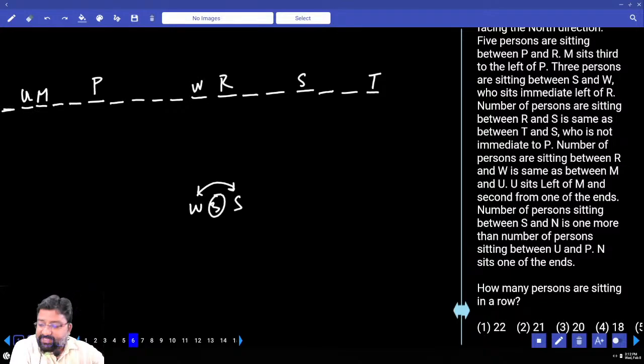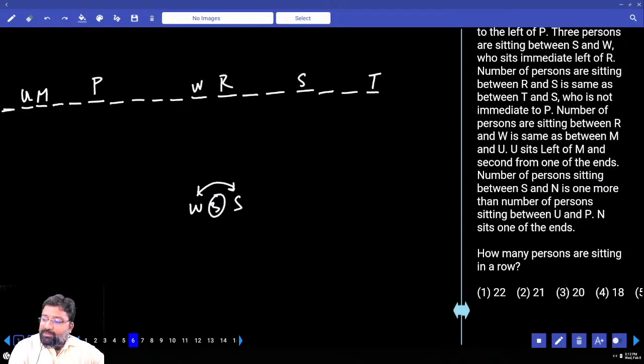Next line. The number of persons sitting between S and N is 1 more than the number of persons between U and P. S and N is 1 more than U and P. How many between U and P? 3. S and N should be 1 more, so it should be 4. And he says N sits at one of the ends. So it has to be the right side of S.